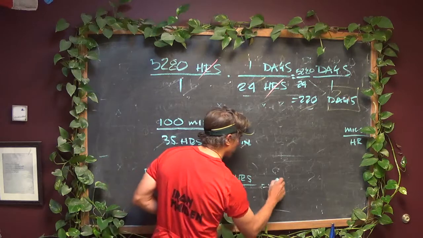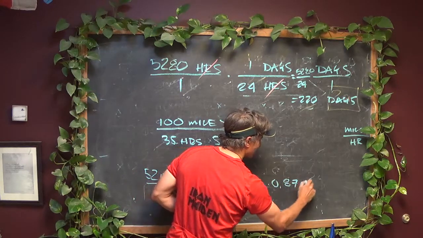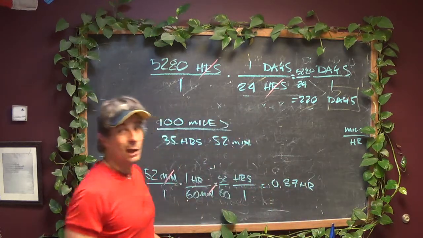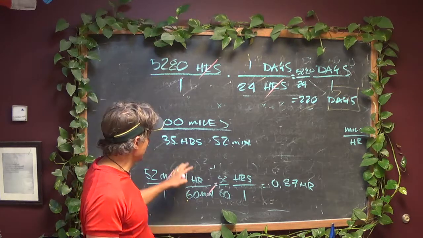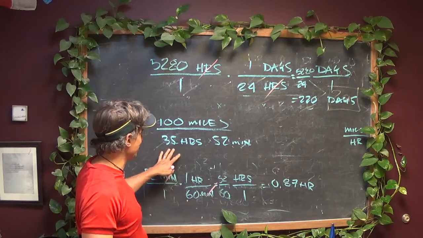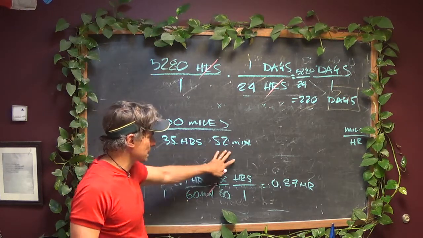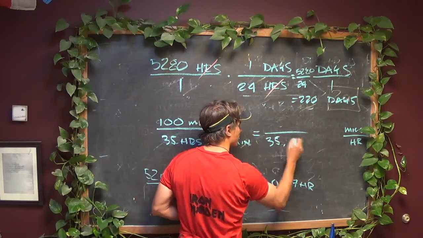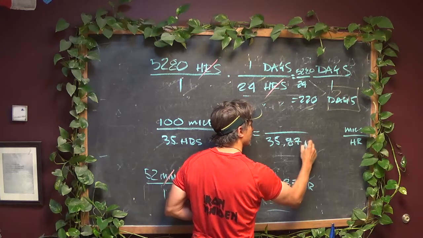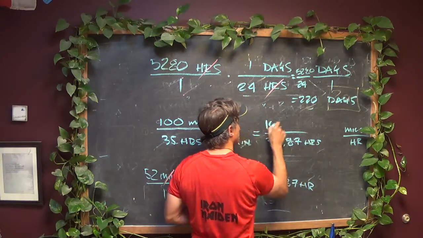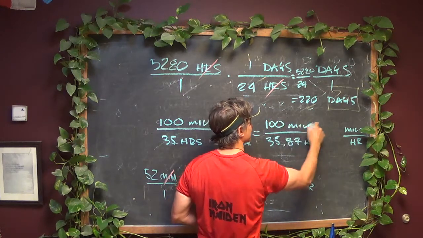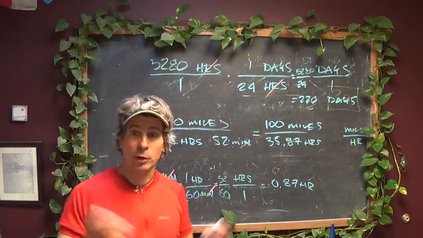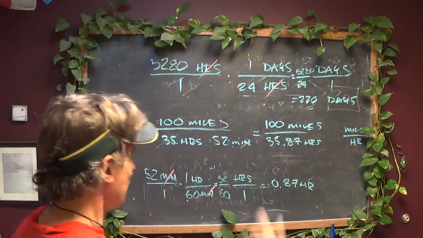So this is 0.87 of an hour, which means we're fairly close to being done, because we can rewrite the denominator of this not as 35 hours, 52 minutes, but as 35.87 hours over 100 miles. And notice we are now in the correct units. We have the units we need. We've got miles per hour.